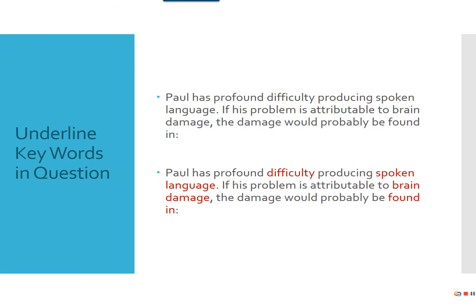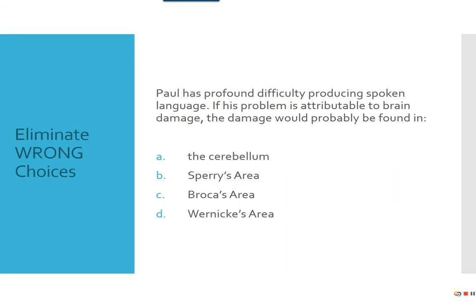So in the question, Paul has profound difficulty producing spoken language. If this problem is attributable to brain damage, the damage would probably be found in, I would be focusing on the words in red, difficulty with spoken language. So I want to be thinking about what causes difficulty with spoken language. And if it's due to brain damage, where would I find the damage? So I've underlined all of the key words. Next, I'll look at the answers. And I'll try and eliminate anything that may be wrong.